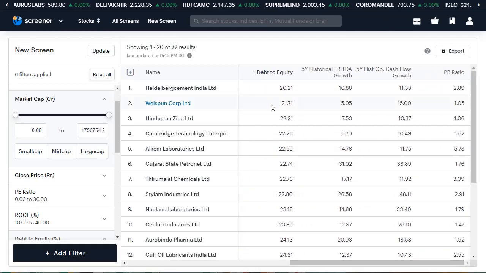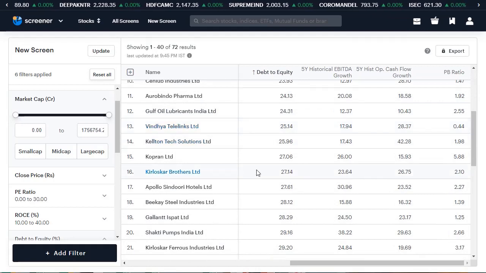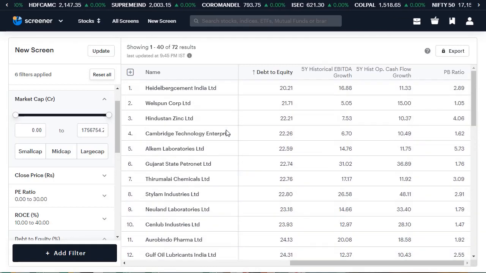Similarly, we can scroll through different stocks and choose out of the 72 which stocks you would like to invest in.